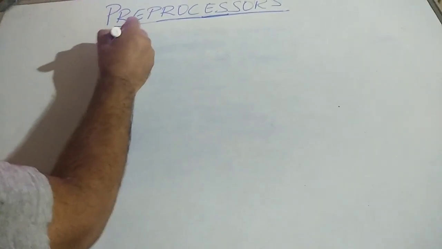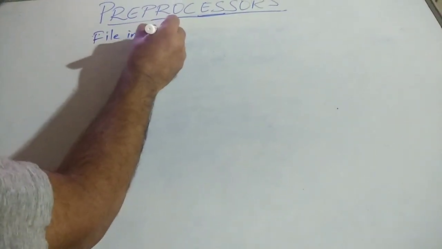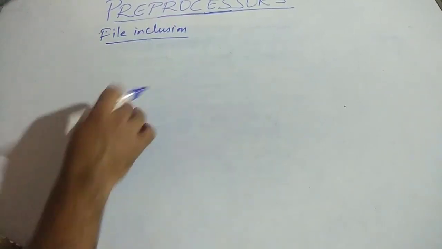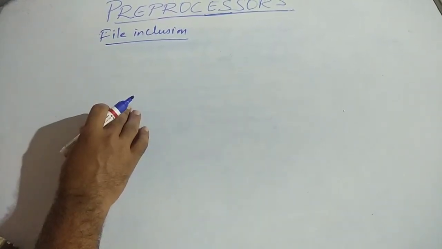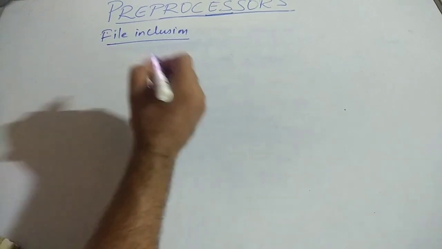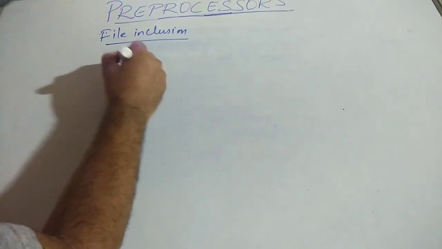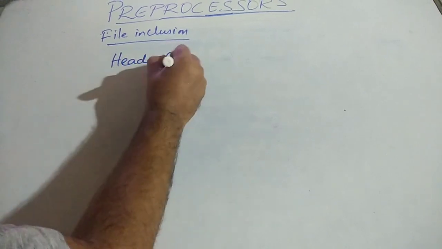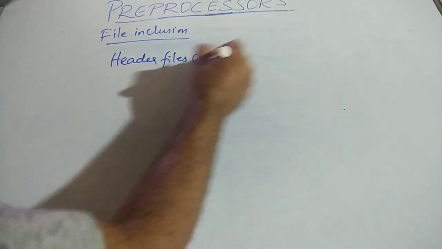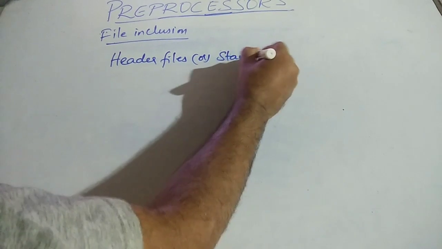Next we go for the second important thing, that is file inclusion. File inclusion. This type of preprocessor directive tells the compiler to include a file in the source program. There are two types of files which can be included by the user in the program. The first one is your header files, or we say standard files.